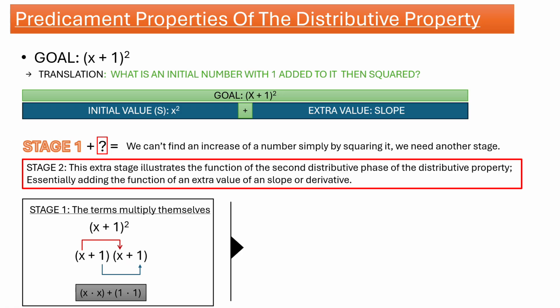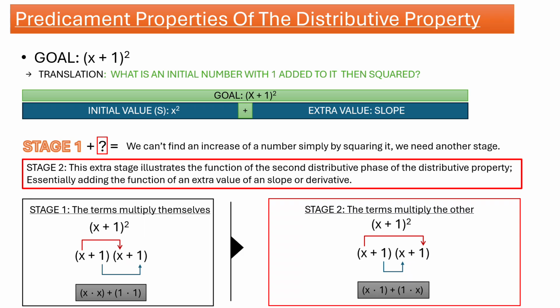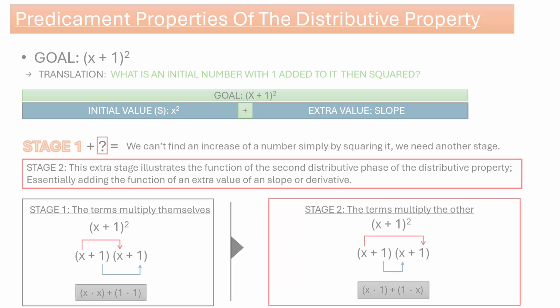Stage 2. This extra stage illustrates the second distributive phase of the distributive property, essentially adding the function of an extra value of its slope or derivative. And so when there is a will, there is a way. And so in stage 2, the terms multiply each other. Stage 2, modeling the increase of x squared.